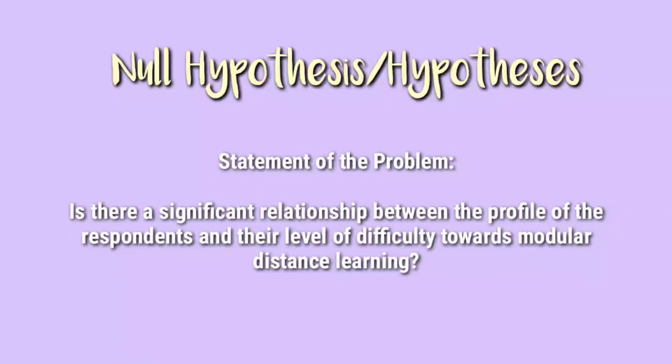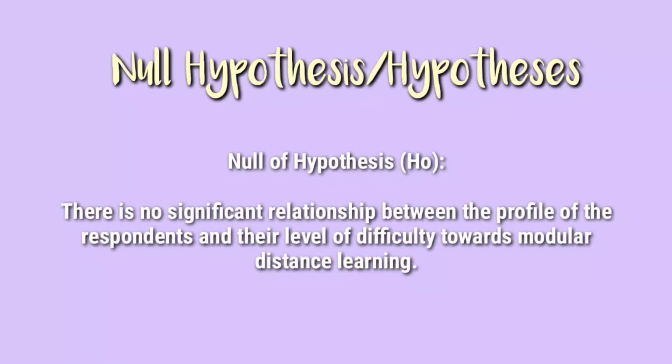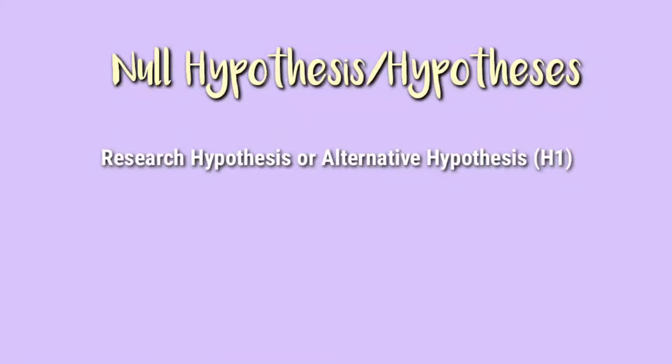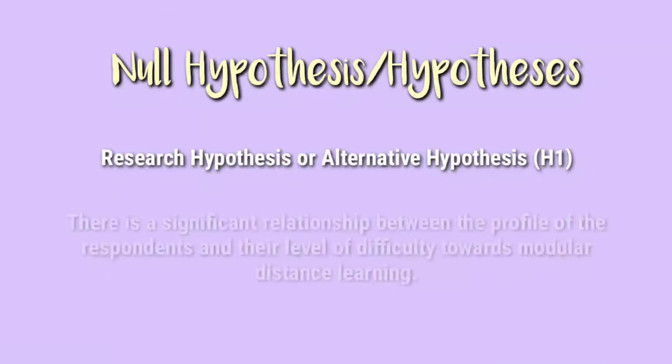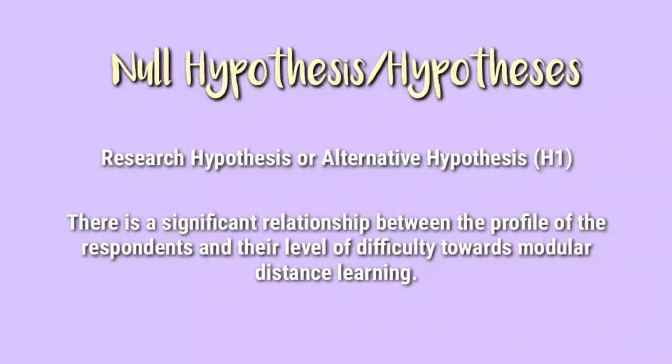If we will convert it into the null hypothesis or HO, it will become, there is no significant relationship between the profile of the respondents and their level of difficulty towards modular distance learning. Null means negative, thus the use of the word no. The opposite of null hypothesis is research hypothesis or alternative hypothesis. If it is an alternative hypothesis or H1, it will be stated as, there is a significant relationship between the profile of the respondents and their level of difficulty towards modular distance learning.